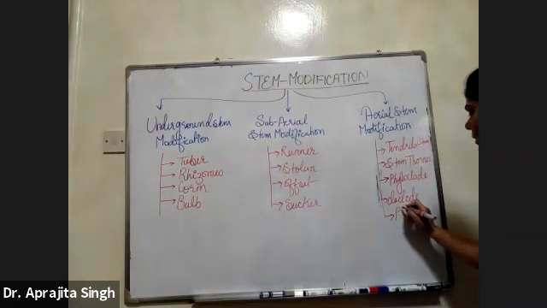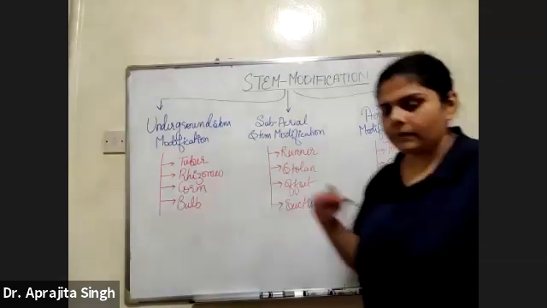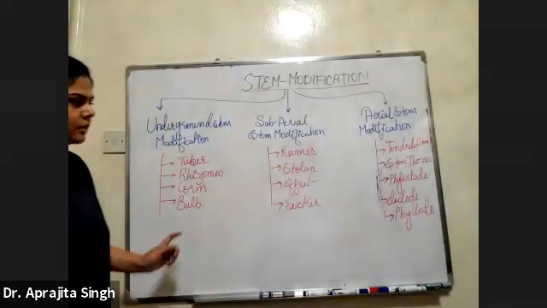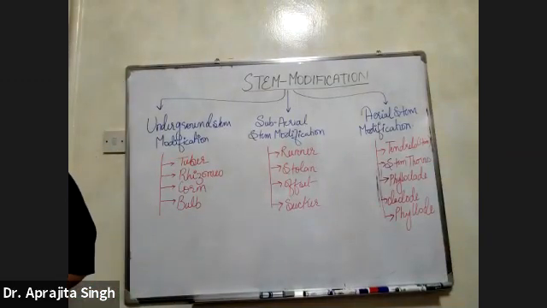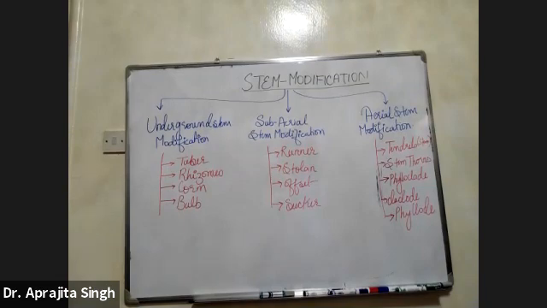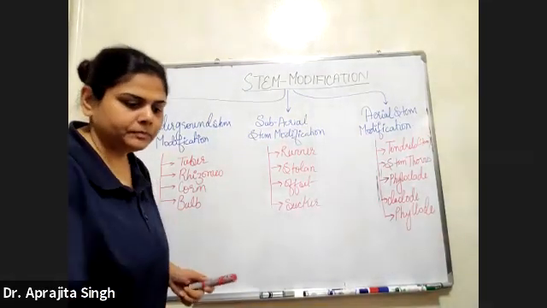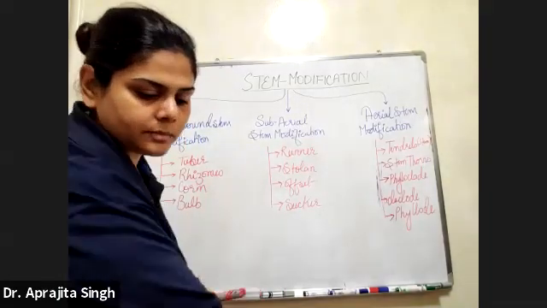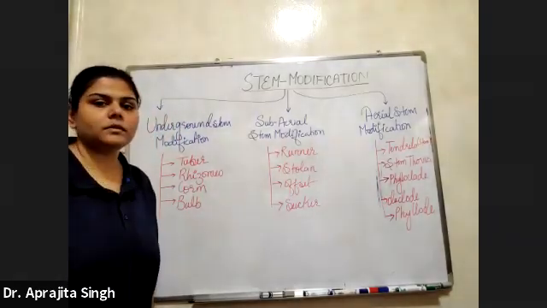I know these names sound very alien, but no worries. When we study, everything will be clear. Quickly make this table, then we will go one by one. And let me know when you finish writing. Done?